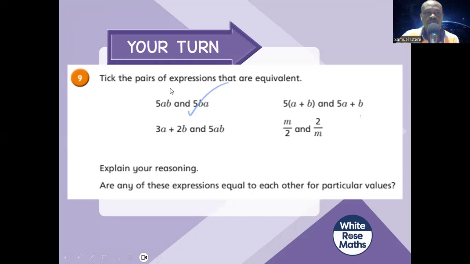Here you are asked to tick the pairs of expressions that are equivalent. It's obviously this one. Remember, commutative: the order of the variables does not matter. They are equivalent. And you could have tested it with numbers to see whether the term on the left will be equal to the term on the right. These are not equivalent. Yeah, remember the rules of algebra, you could use a bar model to check it.